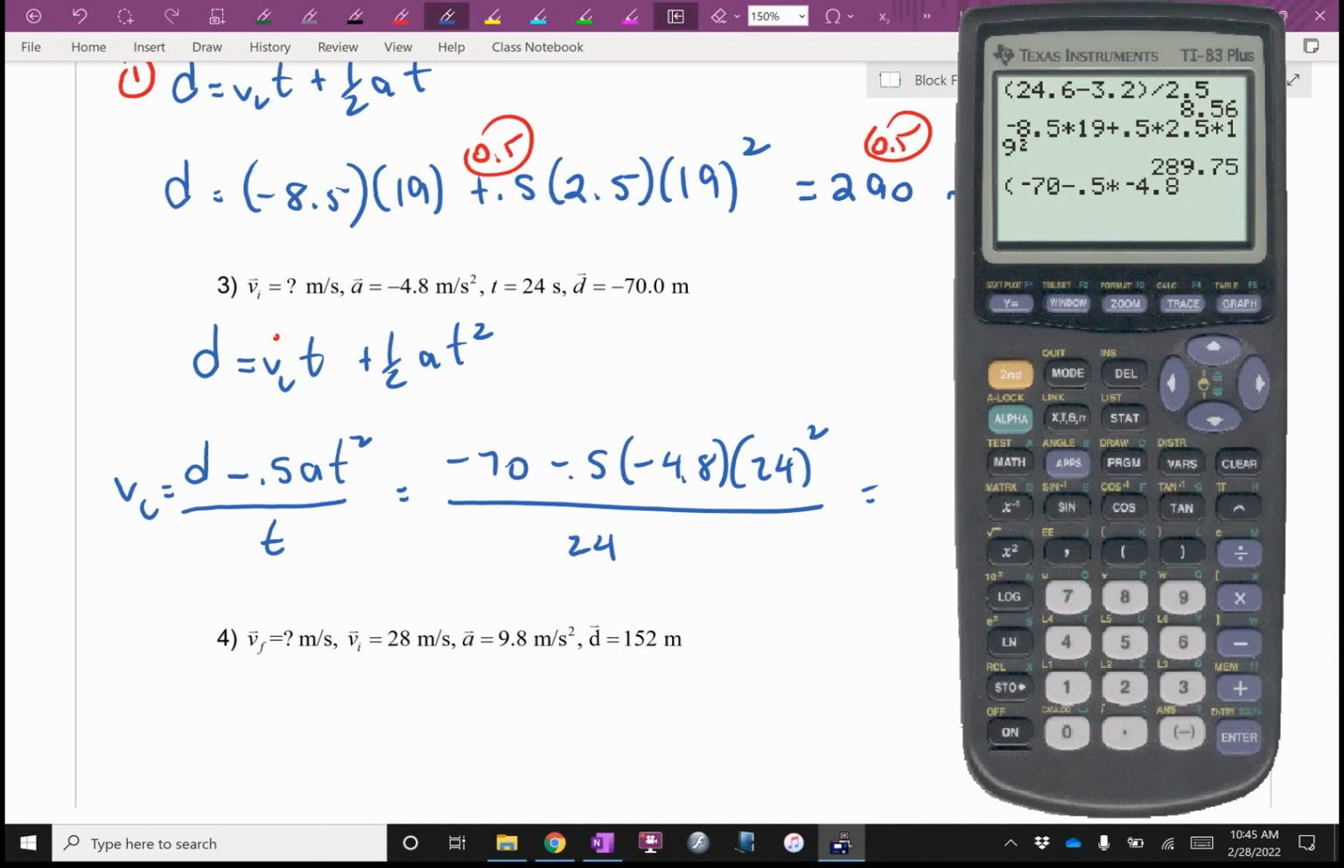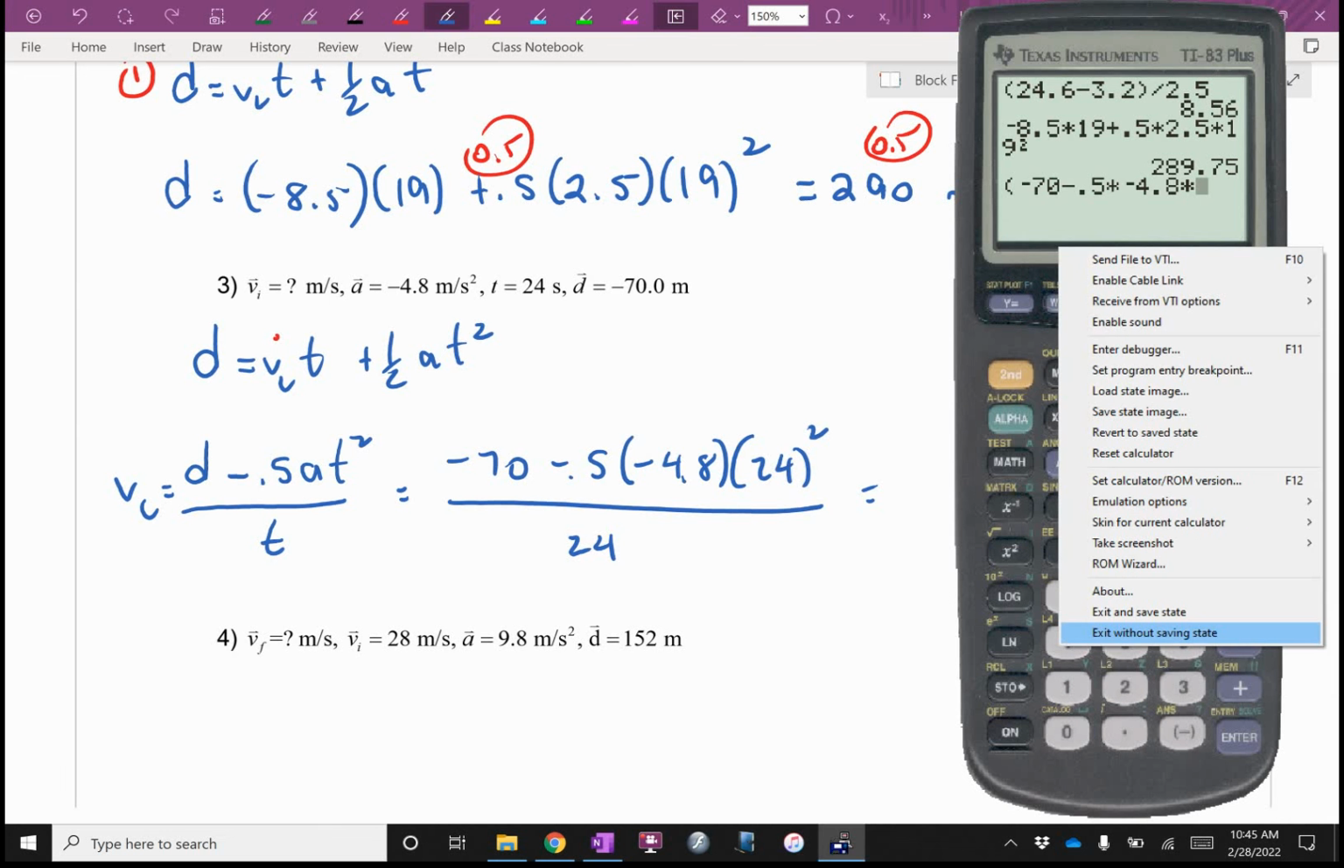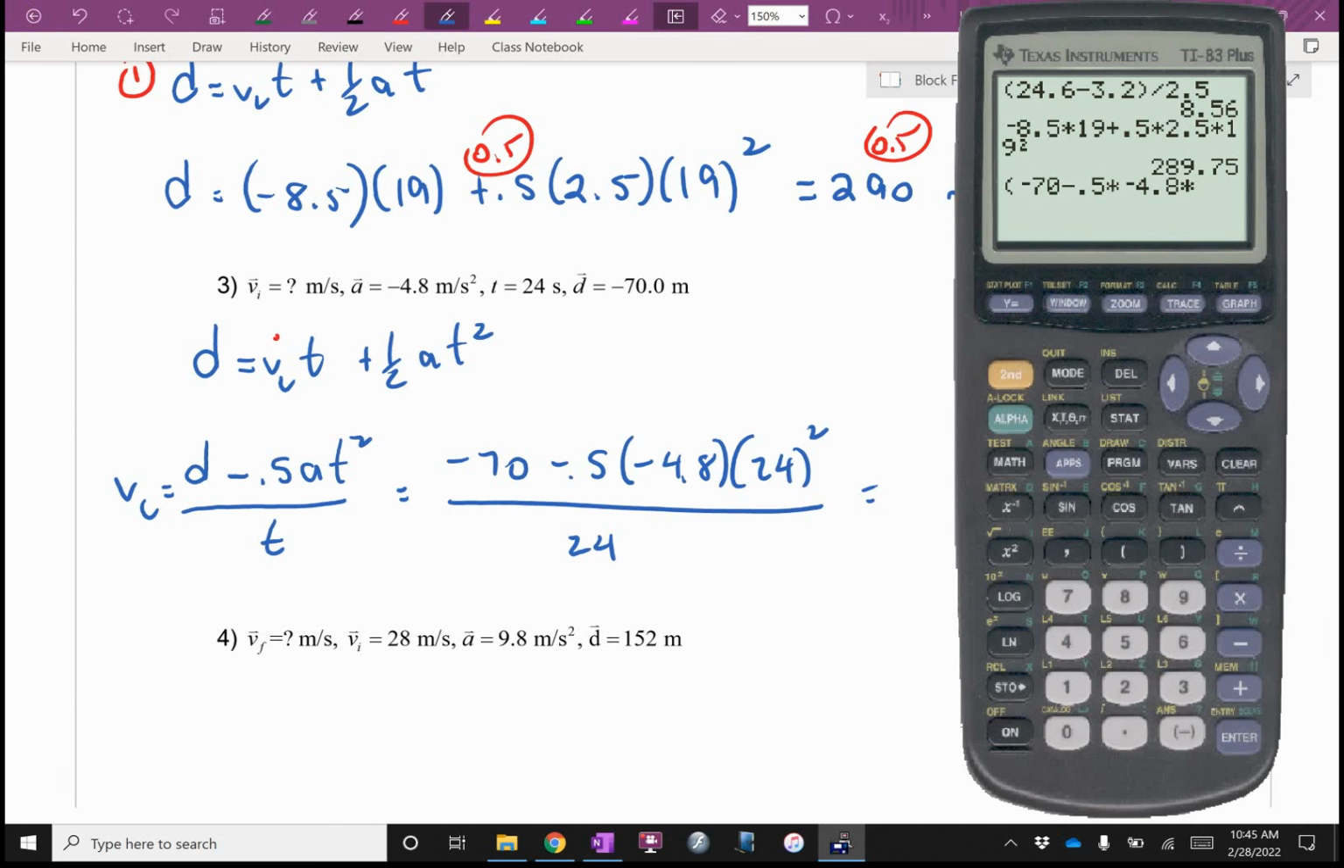Times, whoa. Here, pen. Click, click. 24 squared. Close off the top. I better double check for typos there because I had a bunch of glitches with my pen. That looks good. Divided by 24.